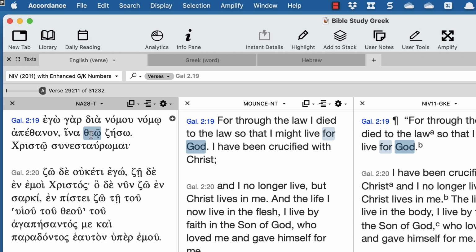But listen to the emphasis that we get by this word order. And I'm going to exaggerate it. For I, through the law, to the law, died, in order that to God I might live. You can see the I and the to God are the emphatic words.